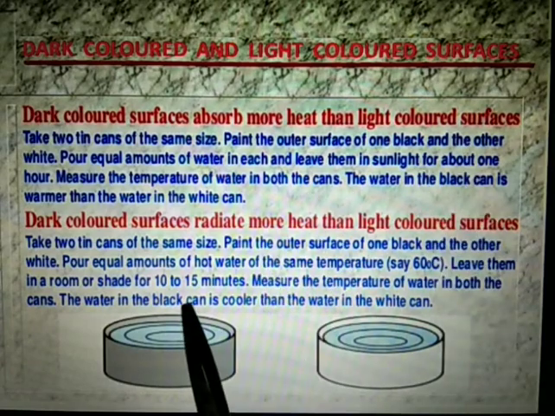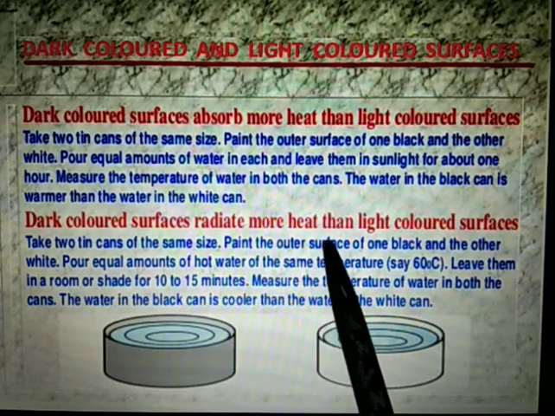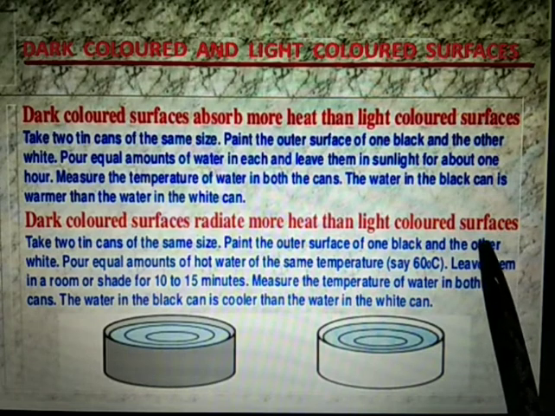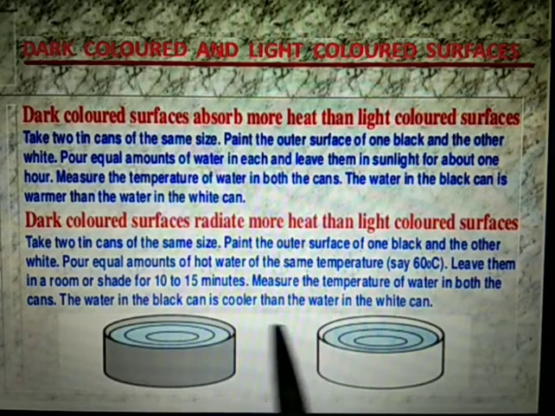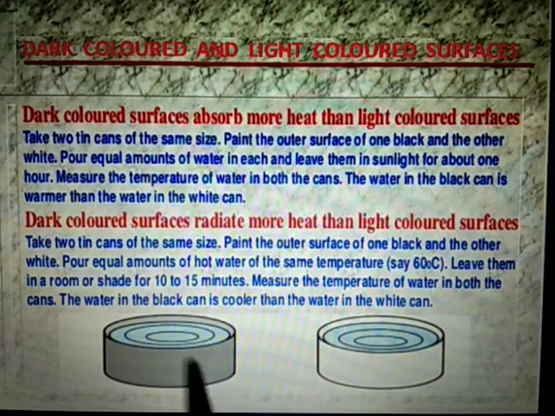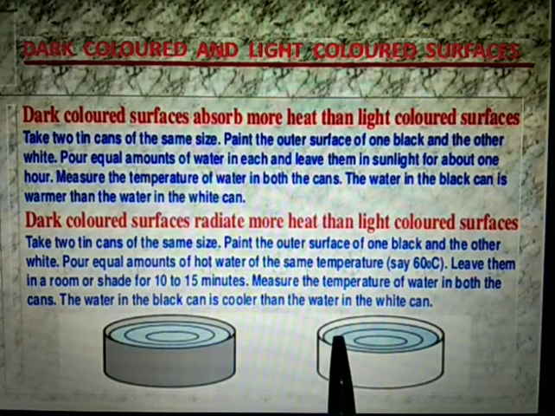Now we talk about how dark colored surfaces radiate more heat than light colored surfaces. How? Again we will discuss it with the same activity, and again we will take two containers, one black colored and one white colored. Again we will put water in it, but now it is lukewarm water, at the same temperature. We keep them in a shade, in a room.